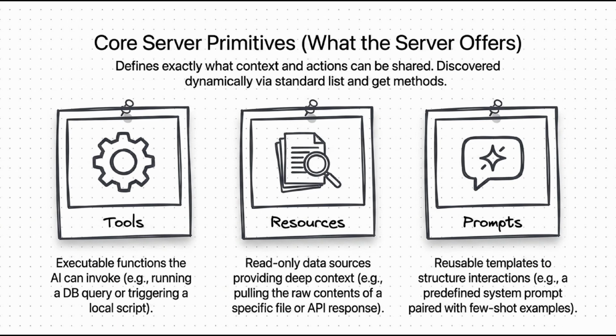Second, we have resources. You can think of these as read-only data sources providing deep context, like pulling in the raw contents of a specific file. And finally, we have prompts. These are reusable templates that help structure interactions, like providing a predefined system prompt that includes a few-shot example. And the neat part is, clients dynamically discover exactly what a server is offering using standard list and get methods.